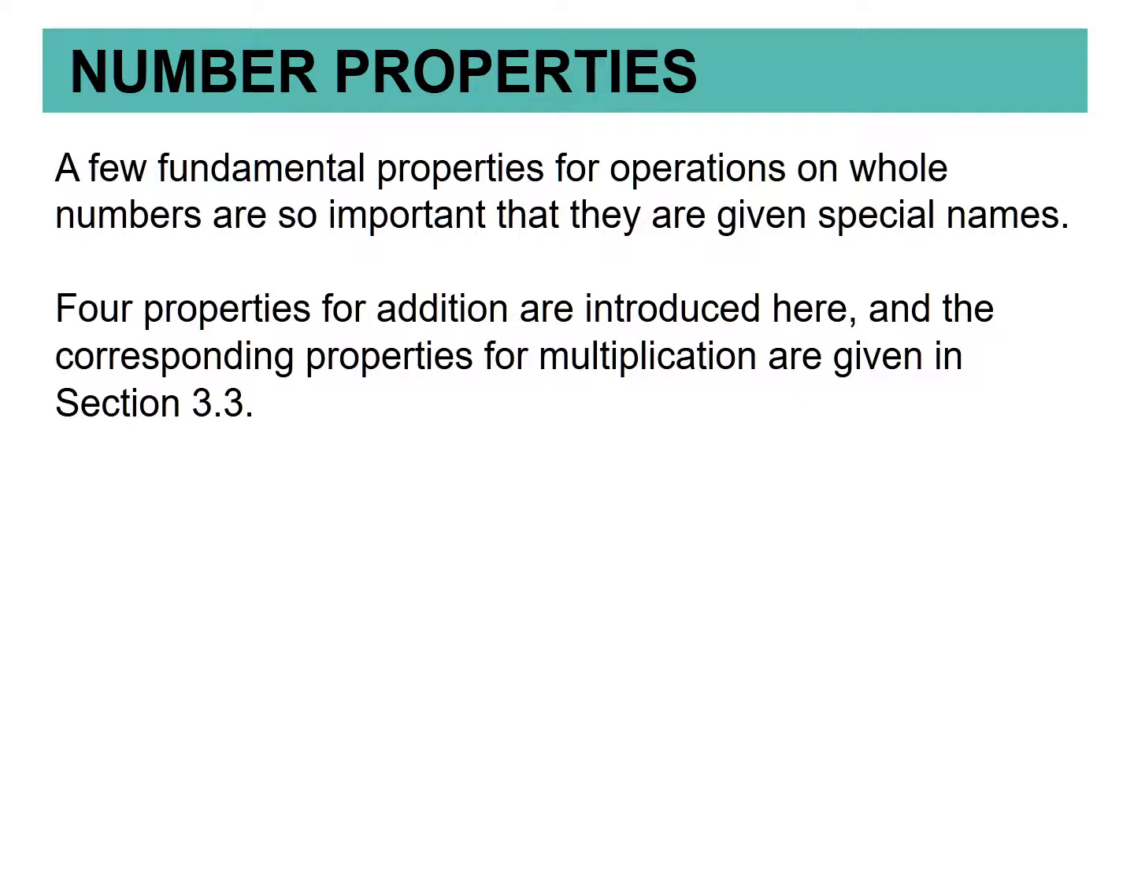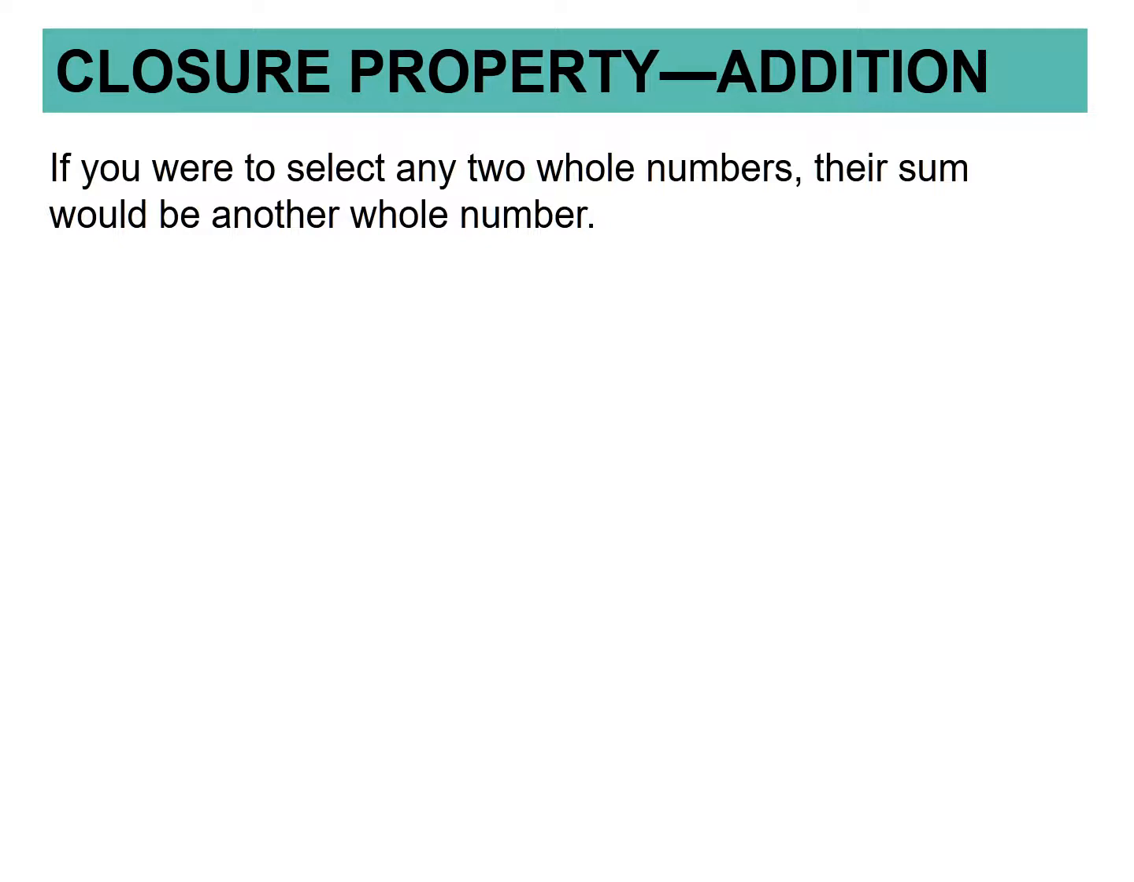Now, one of the things it's important to understand are different properties that we have for numbers. These properties depend on which numbers you're looking at, and they also depend on the operation. So in this section, we're going to look at the properties of addition. And the first one is closure. Closure just means that if you add any two whole numbers, you get a whole number answer. There's no fractional part left over or whatever.